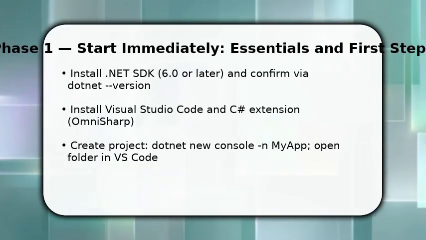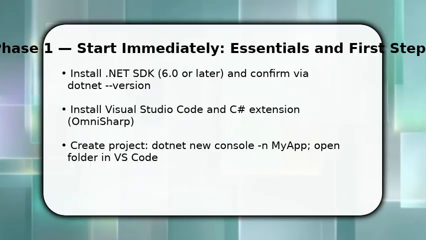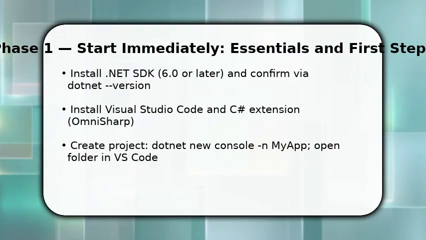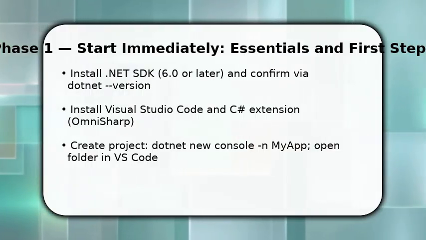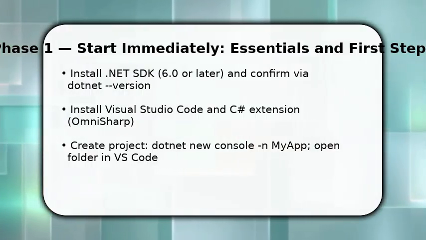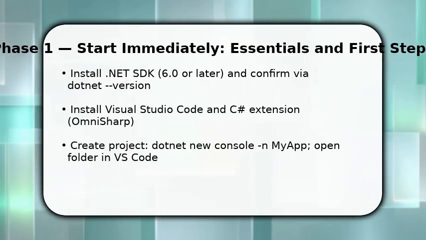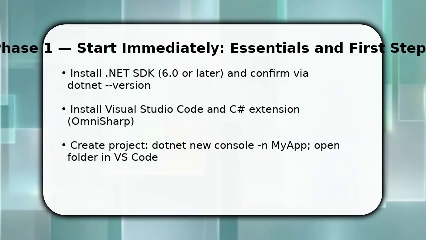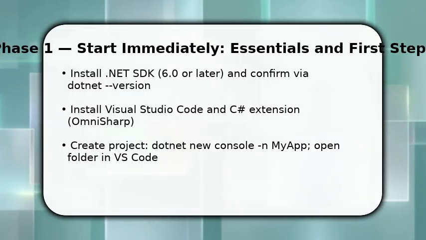You start by installing the .NET SDK and Visual Studio Code so the runtime and editor match. Once done, install the C# extension for language features. Create a new console project with dotnet new console MyApp, then open that folder in VS Code. This first step gives you project files and a launch configuration.